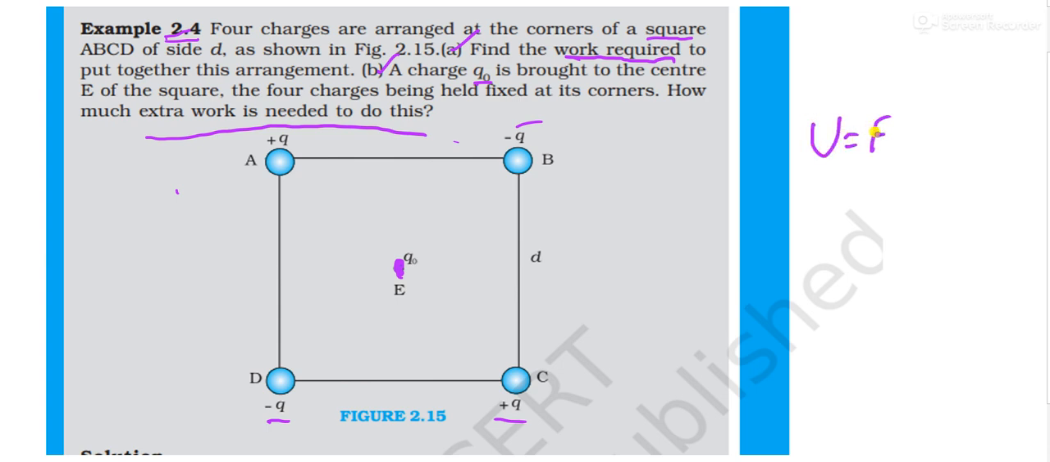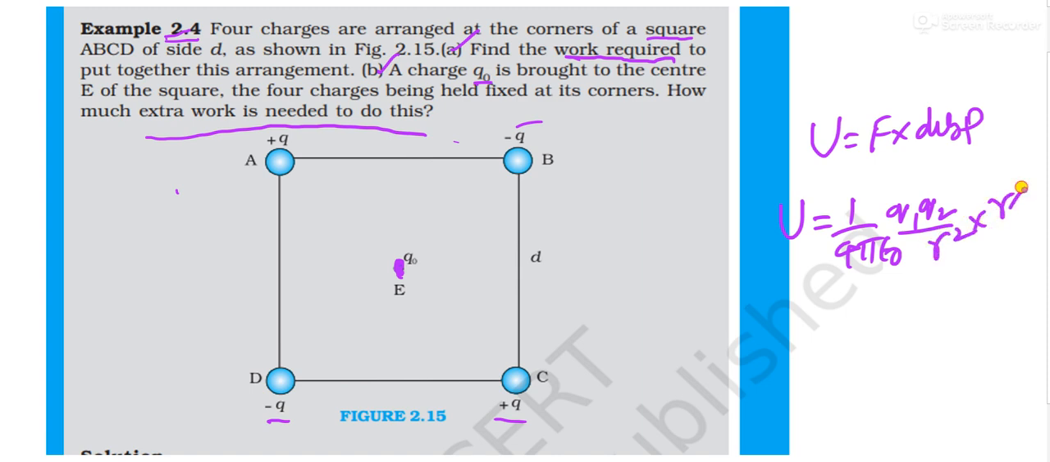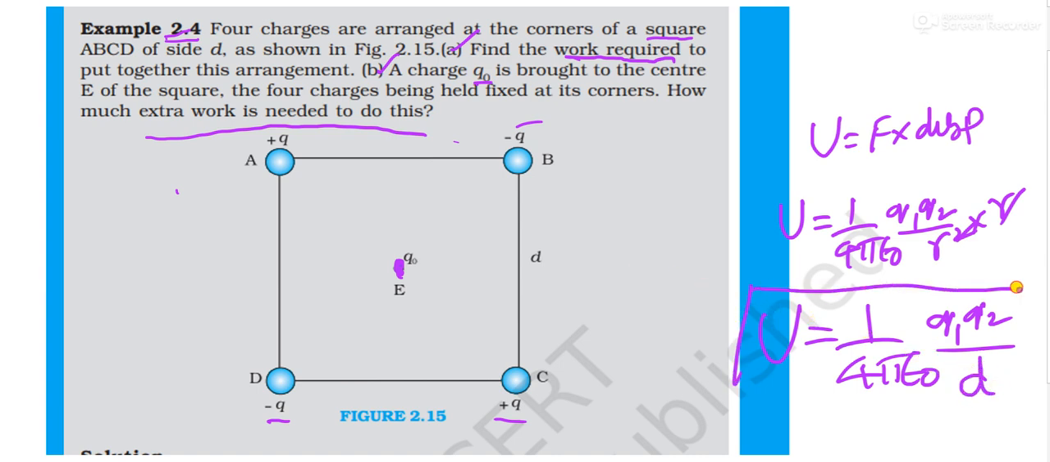Energy is equal to force into displacement, simply we can take it like this. So energy U is 1 divided by 4 pi epsilon naught q1 q2 divided by r square, into r, so r gets cancelled. So the electrostatic potential energy is 1 divided by 4 pi epsilon naught q1 q2 divided by r. According to this, r is going to be the distance d. This is the energy formula.